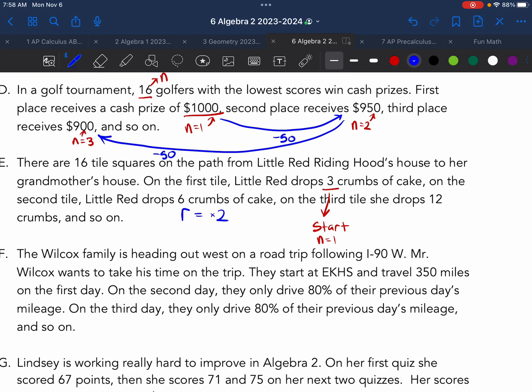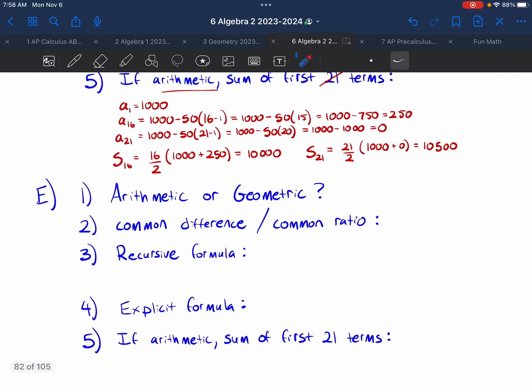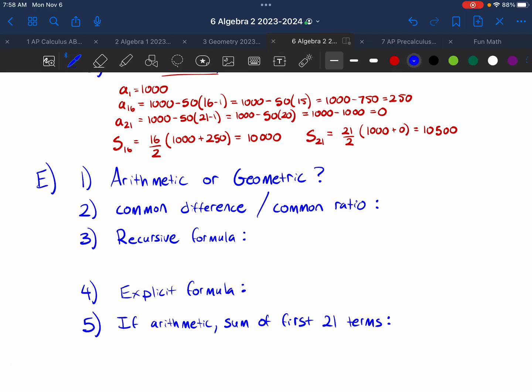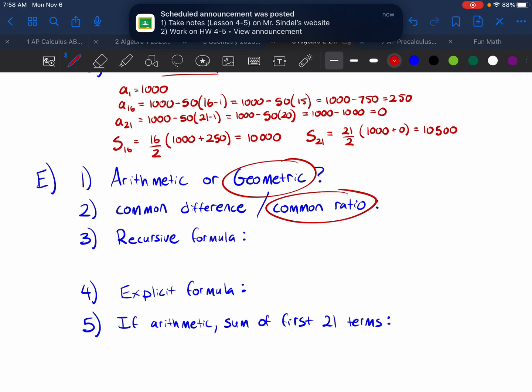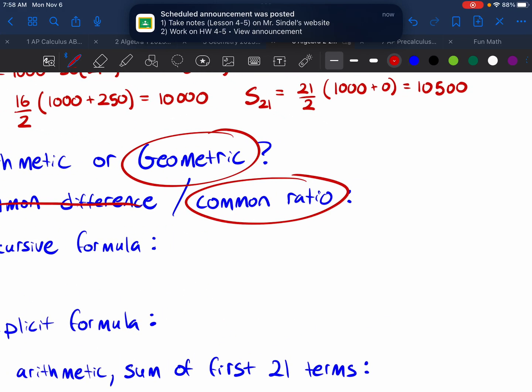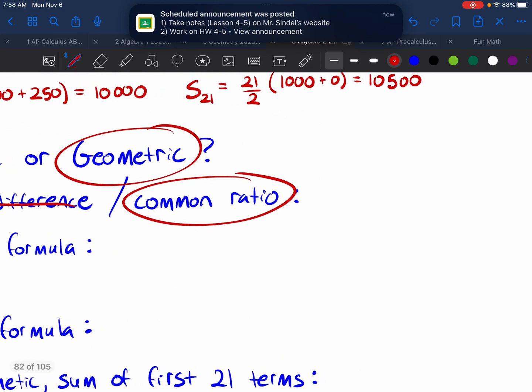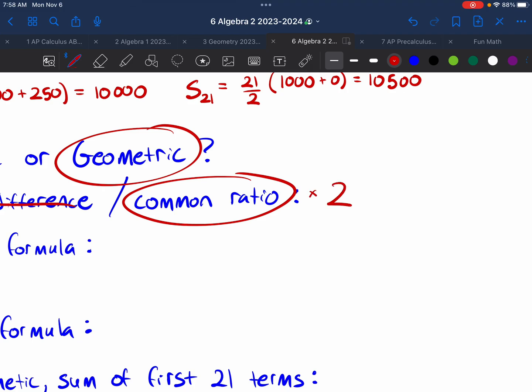All right, and so on and so on. So we're starting at 1 and multiplying by 2. That's what I'm taking away from this problem, and it's geometric. So let's go to E and fill that in. In E, we are geometric. We have a common ratio, not a common difference, and I want to say the common ratio is 2, technically because we're multiplying by 2, right?